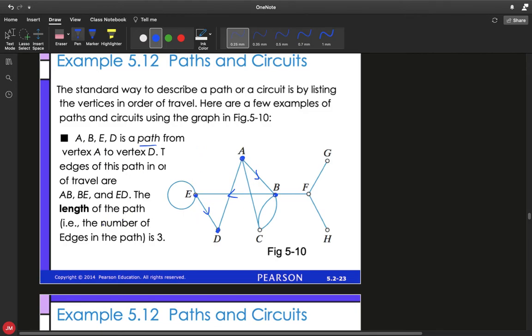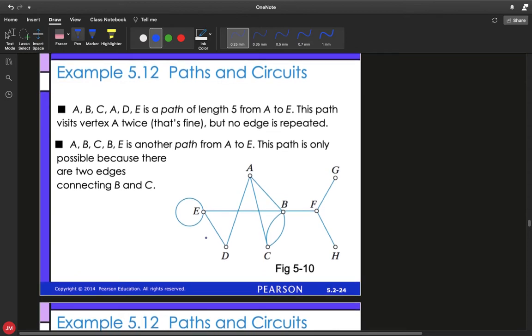Now, the length of a path is the number of edges that you travel throughout it. So by going from A to B, that's 1. From B to E, that's 2. And from E to D, that's 3. In other words, the length of that path, A, B, E, D, would be 3.